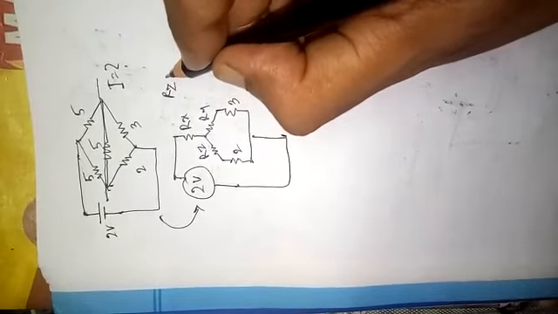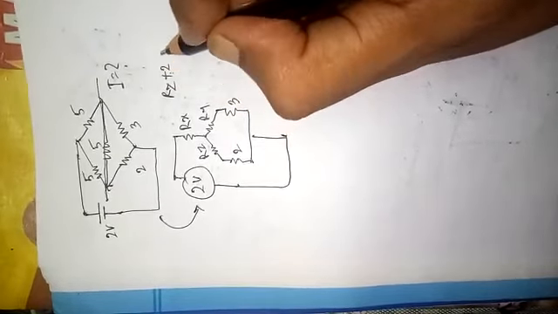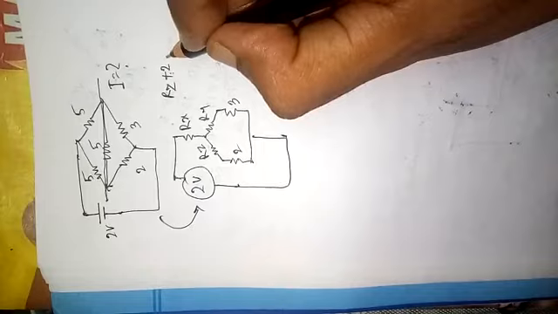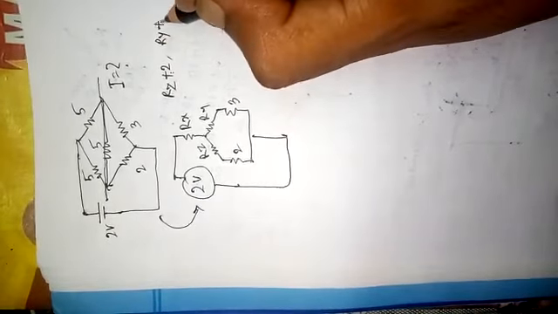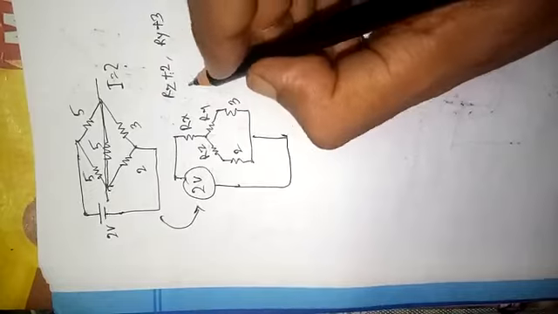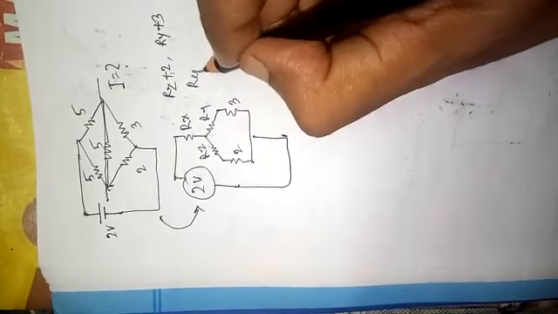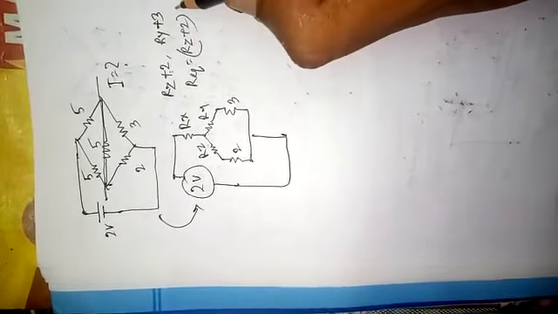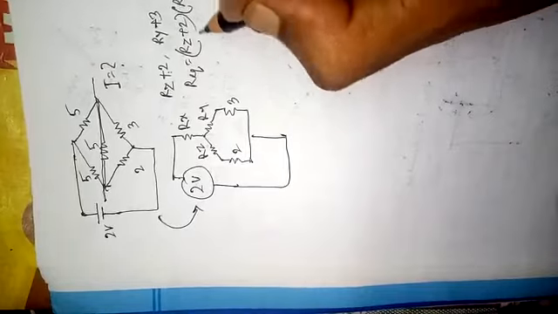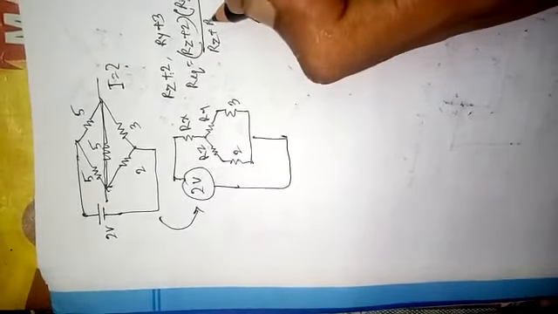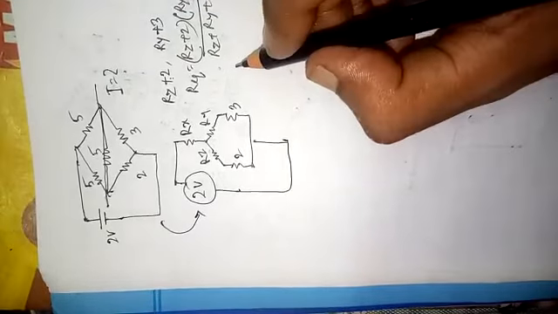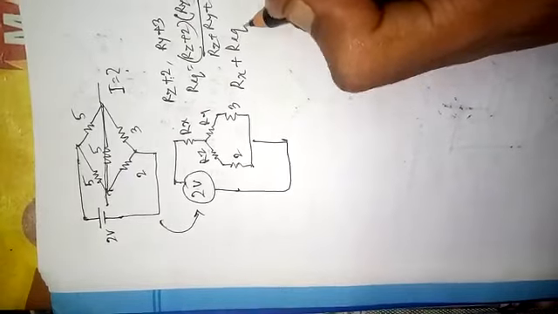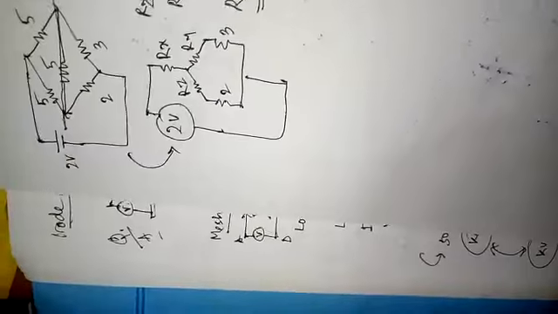Then you can see here that Rz is in series with 2, and finally Ry is in series with 3. So what is the total resistance? That is R equivalent equals Rz plus 2 in parallel with Ry plus 3, that is (Rz plus 2)(Ry plus 3) by (Rz plus Ry plus 5). So finally the total resistance of that circuit is Rx plus R equivalent.